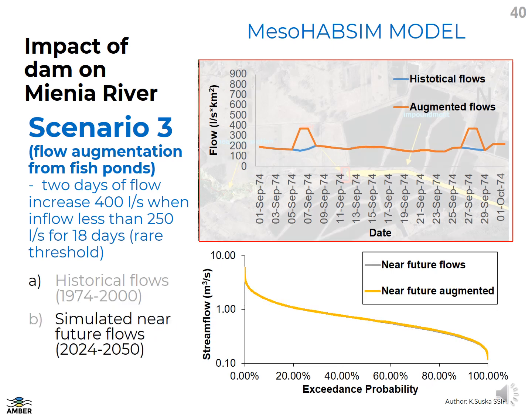Scenario 3B, again, simulated near future flows, and duration curve that represents how small of a difference it will cause in the future flows as simulated.